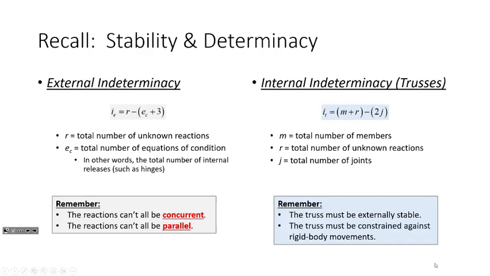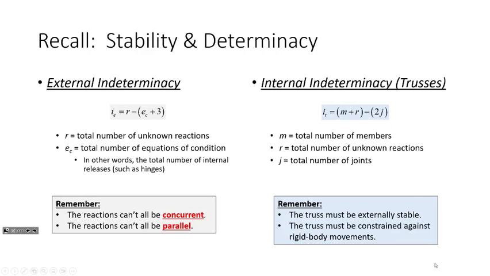Why 1 m plus r? Because for every member, there's one unknown. In truss land, each member only contains an axial force. Okay? So m plus r and then minus 2j. Why was it 2j? Well, because joints are concurrent force systems. Each joint must satisfy 2 equations of equilibrium.